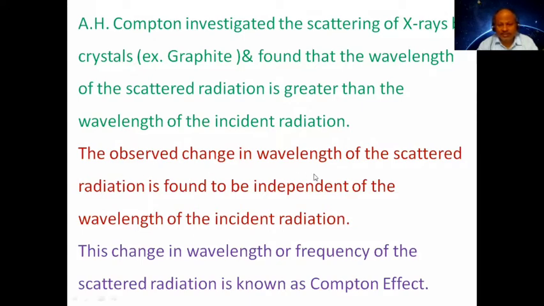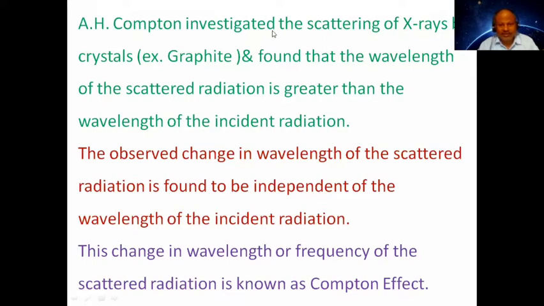So the observed change in wavelength of the scattered radiation is found to be independent of the wavelength of incident radiations. देखिए जो कुछ भी observed change in wavelength है तो ये independent रहेगा, depending रहेगा काय पर? Incident radiation, wavelength of incident radiations. So this change in wavelength or frequency of the scattered radiation is known as Compton effect. ठीक है? This change in wavelength or frequency of the scattered radiation is known as Compton effect.